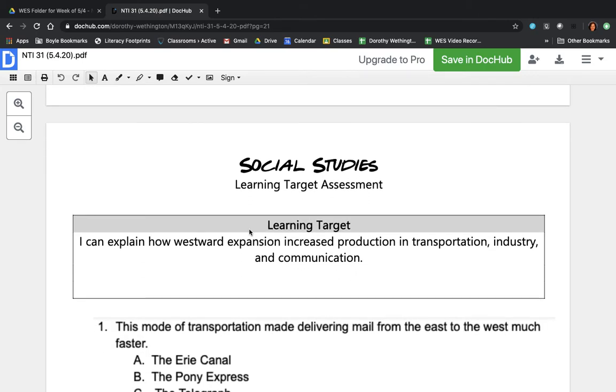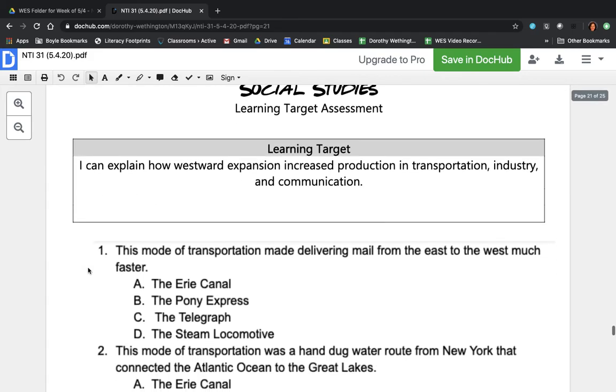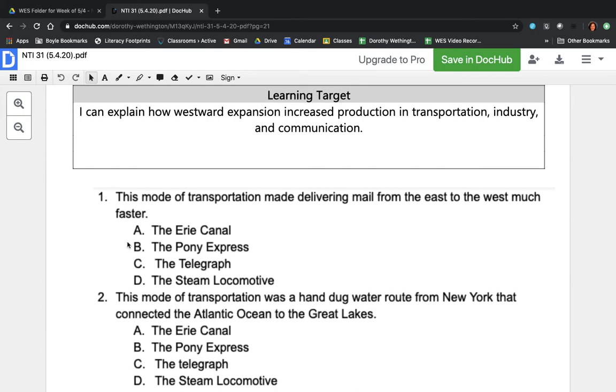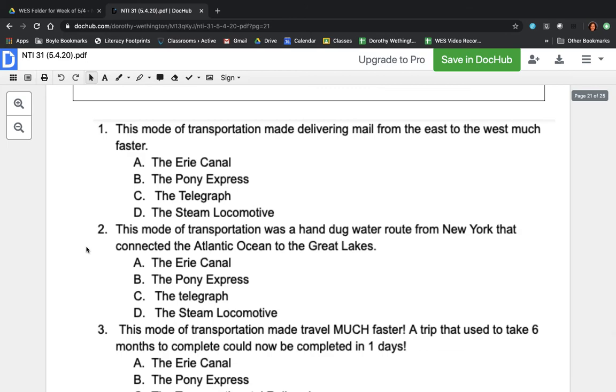Learning target. I can explain how westward expansion increased production in transportation, industry, and communication. Question 1. This mode of transportation made delivering mail from the east to the west much faster. A. The Erie Canal, B. The Pony Express, C. The telegraph, or D. The steam locomotive.